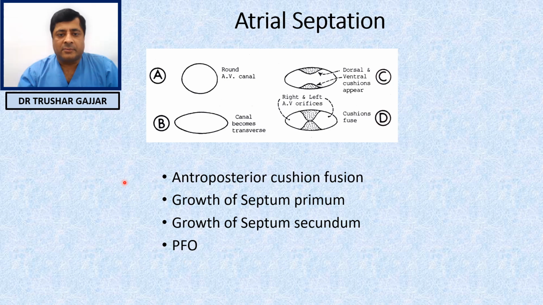Let us see the part of atrial septation. Initially, the atrioventricular canal is round in shape. Later on, it becomes oval. As I said earlier, the endocardial cushions remain patent at the atrioventricular canal and bulbotruncal junction. So, in the atrioventricular canal, the endocardial cushions are dorsal and ventral, or anterior and posterior. These endocardial cushions grow towards each other and divide the atrioventricular canal into two parts, right and left.